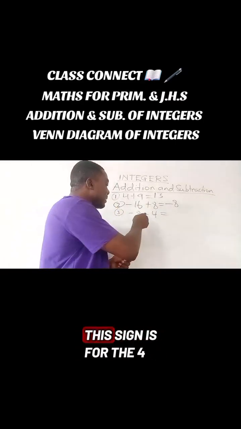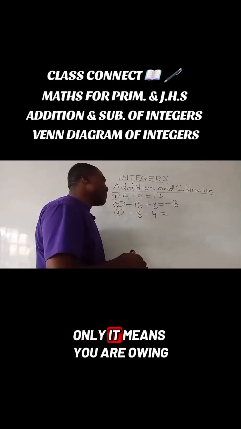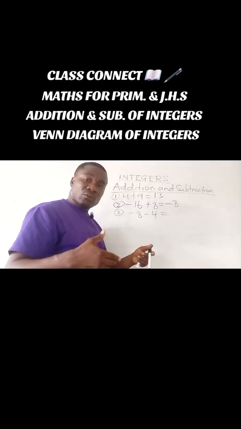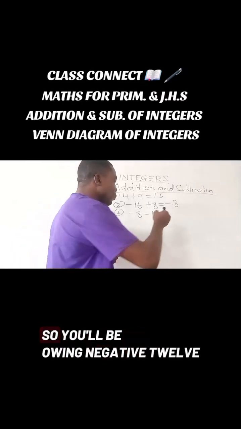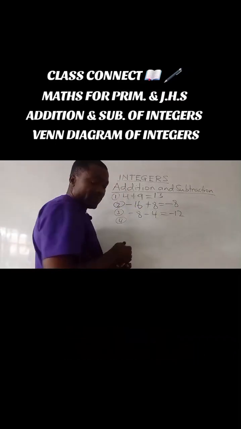As I always say, this sign is for the 4 only. It means you are owing 8, you are owing 4. Your debt will go up, right? It will go up to 12. So you'll be owing negative 12. Please, are you following? Okay.